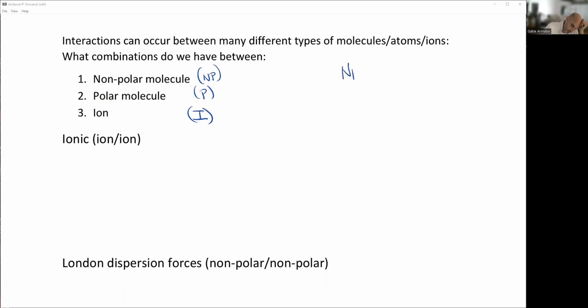So let's start with nonpolar. Nonpolar can be combined with another nonpolar. Nonpolar could be combined with a polar, and nonpolar could be combined with an ion. So that takes care of all of the options for nonpolar, all of the potential interactions. A polar could interact with a polar. It could also interact with a nonpolar, which is above, right? And then it could also interact with an ion. So polar interacting with an ion. I'm not going to repeat any if I already have a nonpolar polar. And then finally, an ion can interact with an ion. And that's pretty much it.